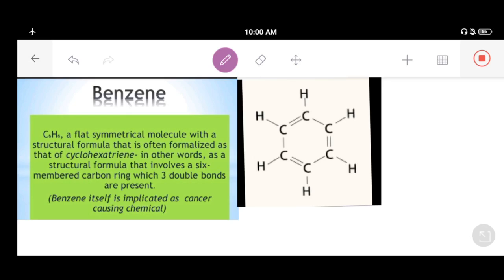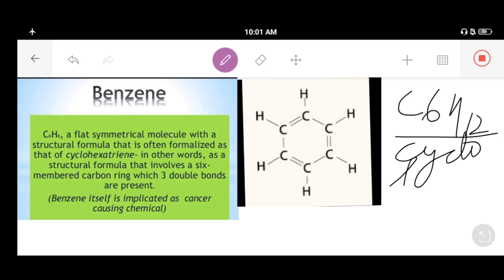Cyclic hydrocarbons are of two types. They may be saturated or unsaturated as well. In the last video lecture, we discussed one important type of cyclic hydrocarbon, that is, the saturated cyclic hydrocarbon. Saturated means where there are carbon-carbon single bonds, and we discussed an important structure, C6H12, also called cyclohexane.